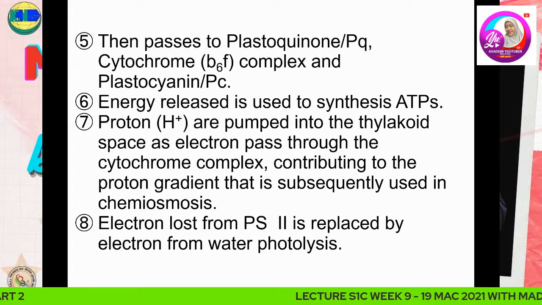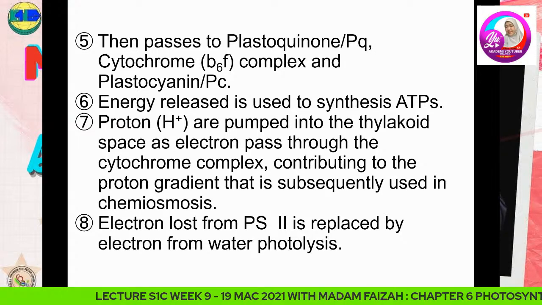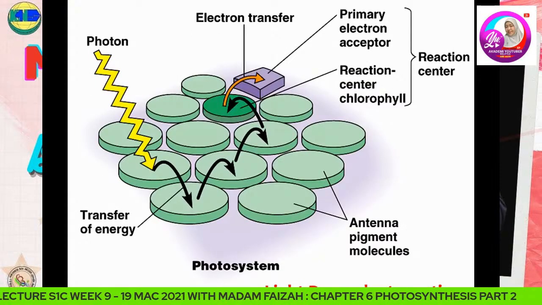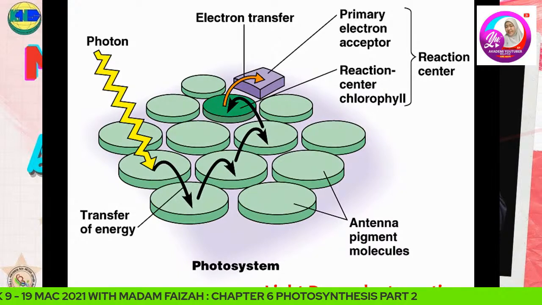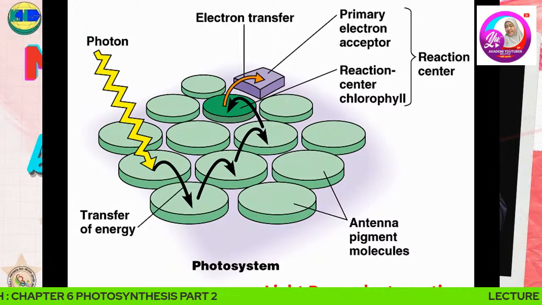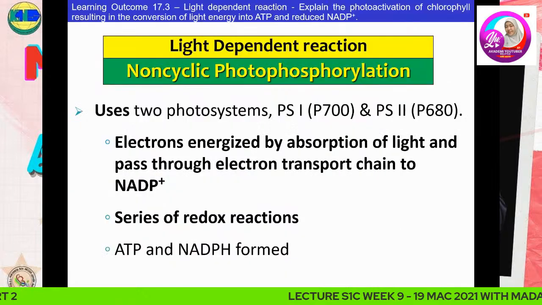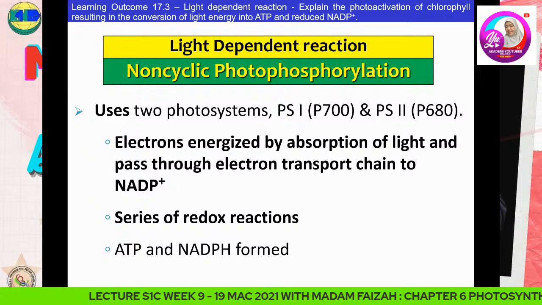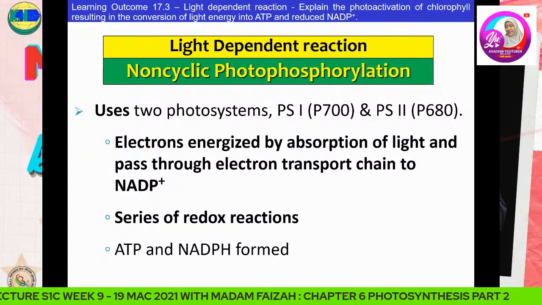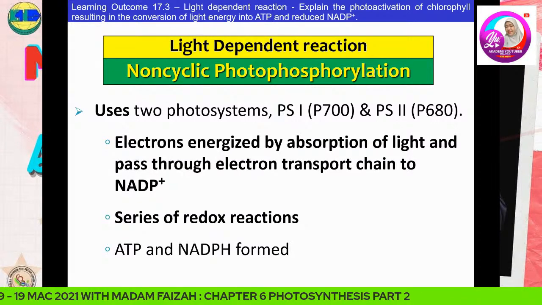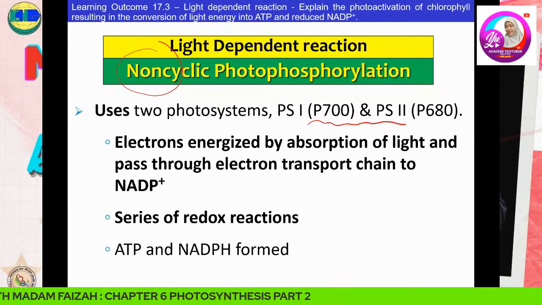Okay, most of the time, the plant prefers to undergo non-cyclic photophosphorylation. Like teacher mentioned earlier, when we say non-cyclic, it involves two photosystems. Alright class, photosystem 1 and photosystem 2.